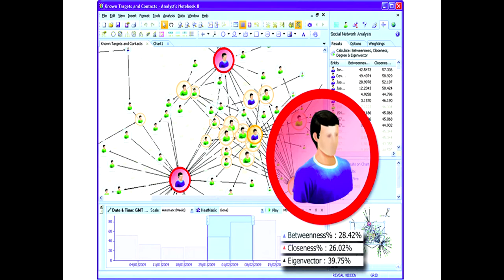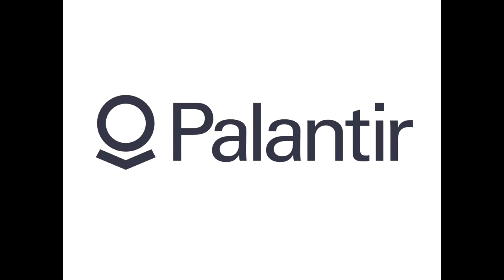But what they definitely used, and what you will find in many, many papers, is IBM's Analyst's Notebook, which is basically a software tool that lets you map social graphs, and you get the centrality measures and can use that in order to track and profile individuals. And of course, what they use is Palantir, which I think owns the market for graphing technologies in this context.